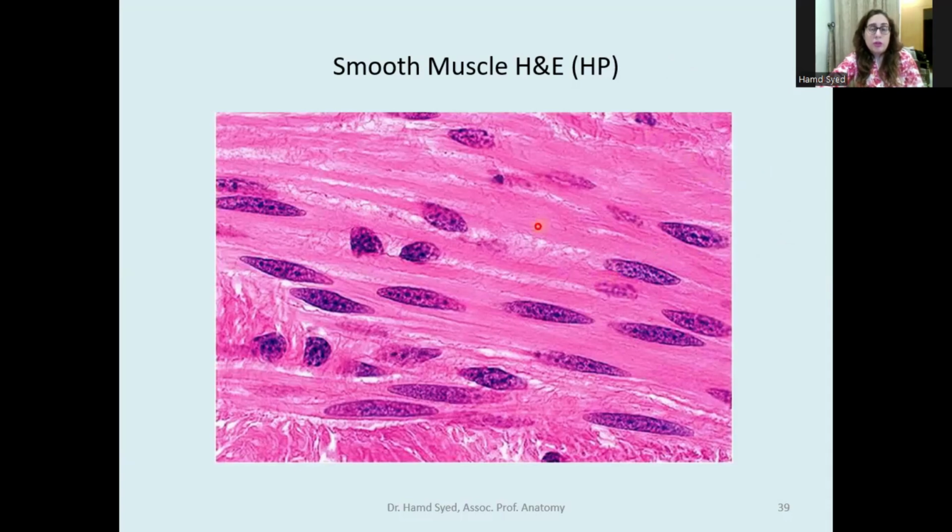Here's the hematoxylin eosin stained section at high power. You can see the spindle-shaped cell. Spindle shape means the cell is broader in the middle and tapering at the ends. And there is a single nucleus which is oval, large and prominent in the middle of the spindle-shaped smooth muscle cell. And each smooth muscle cell is closely opposed to the other one, so it forms a syncytium or a network. But we can see that the striations are not visible in the smooth muscle.